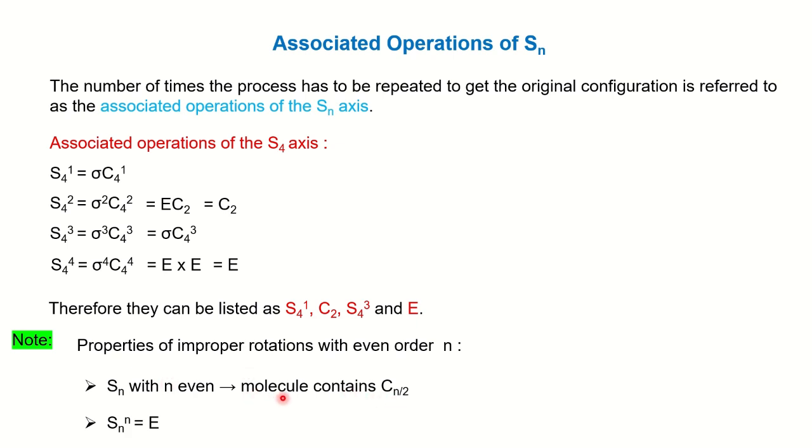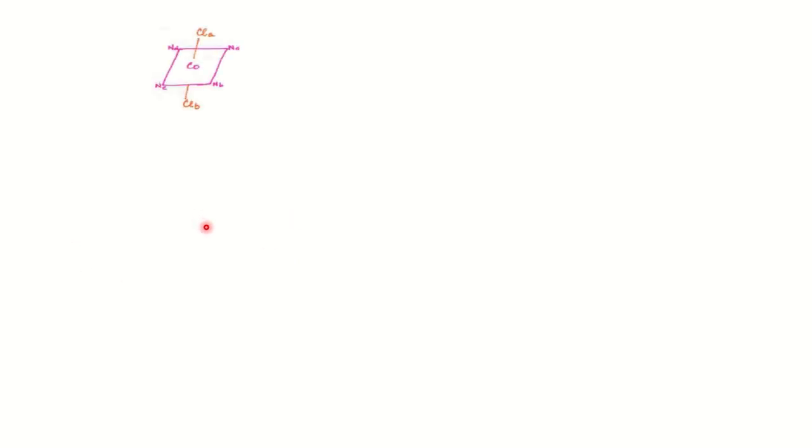When you have these two, we can say the order of the axis is improper axis of rotation, order is even here. So now we will understand it by taking one example, octahedral complex. If they ask you to write down all the associated operations of the S4 axis, you can mention your answer like this.